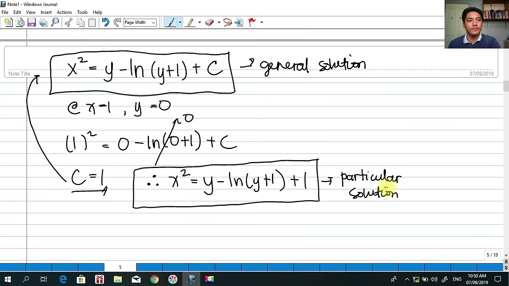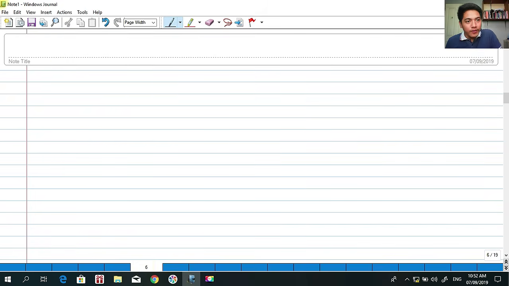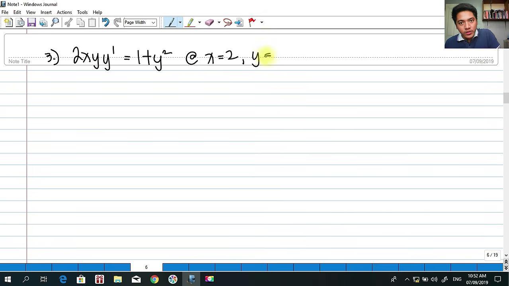Okay, let's solve another example. For number 3, we have 2xy prime equals 1 plus y squared, at a given condition x equals 2, y equals 3. First things first, we need to group them in terms of dy and dx. So we have 2xy, where y prime is simply dy over dx, equals 1 plus y squared.